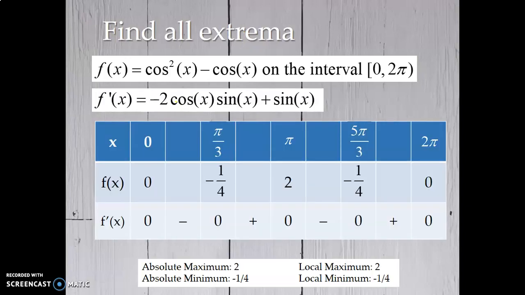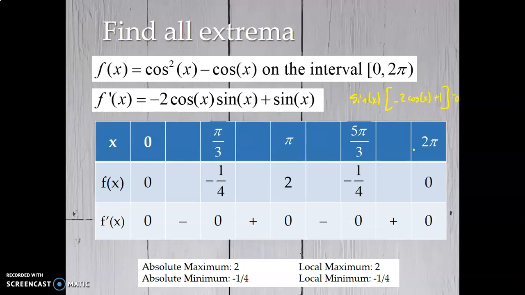So you find the derivative. You should get -2 cosine of x sine of x plus sine of x. When you set it equal to 0, you end up getting 3 values that you need to add to your table. So you would factor this one and have sine of x times -2 cosine of x plus 1. And when you set that equal to 0, the sine of x equaling 0 would give you 0 and pi. You already have 0 in your table. And then when you set this equation equal to 0, you get cosine of x equals 1/2. That's where the pi over 3 and the 5 pi over 3 come from.